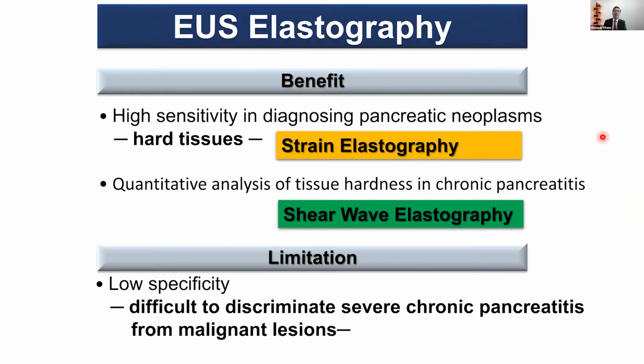To summarize EUS elastography, its benefits are high sensitivity in diagnosing pancreatic neoplasm using tissue hardness. And also, it allows quantitative analysis of tissue hardness in chronic pancreatitis. However, it has a limitation in its low specificity because it is difficult to discriminate severe chronic pancreatitis from malignant lesions.